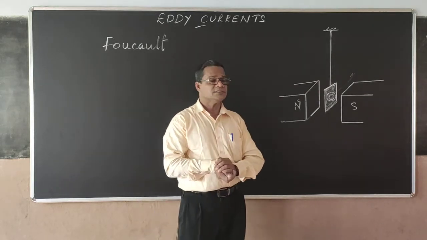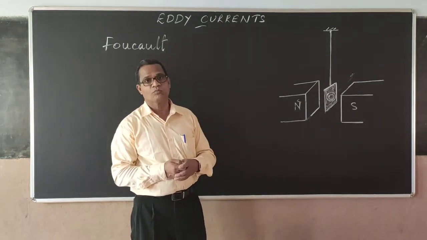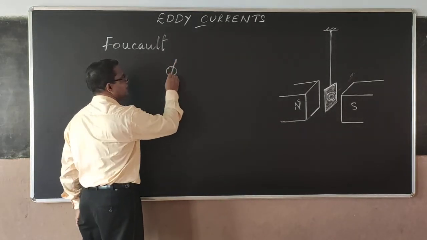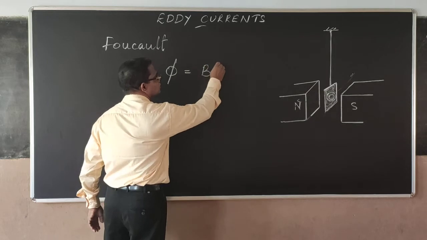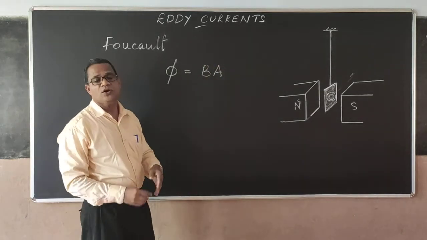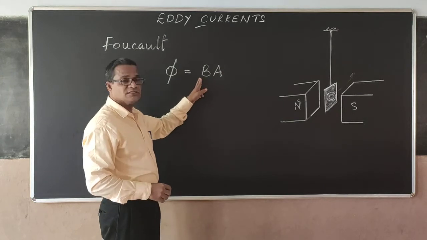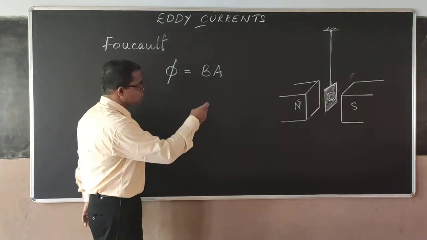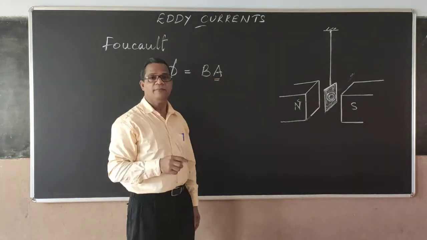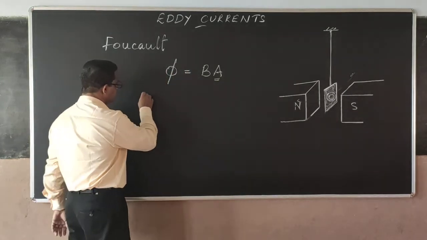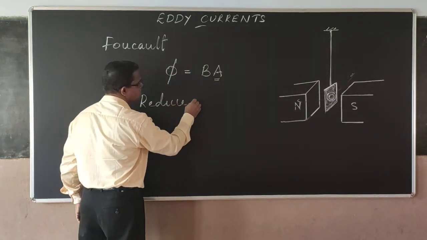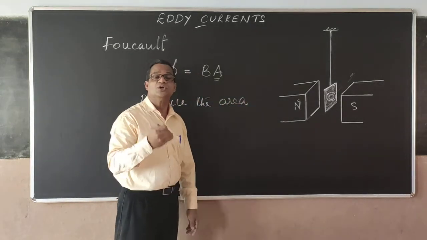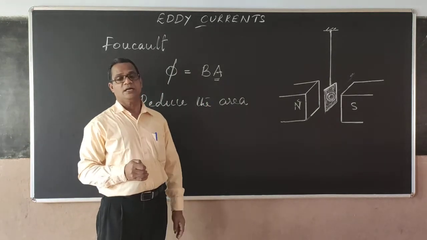Now, how to minimize this Foucault current? It relates to electromagnetic induction, and you know that in electromagnetic induction, phi, the magnetic flux linkage, is causing all the problem. This magnetic flux links with the area that you introduce in the field. Here also the thick metallic sheet has an area A. If you reduce the area of the sheet, we can reduce the eddy current effect.